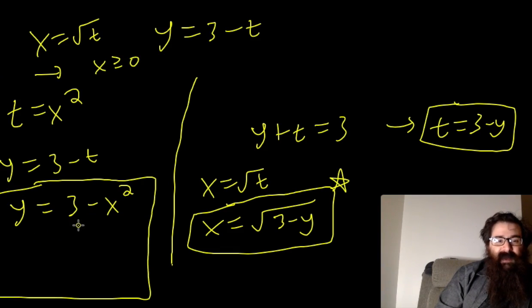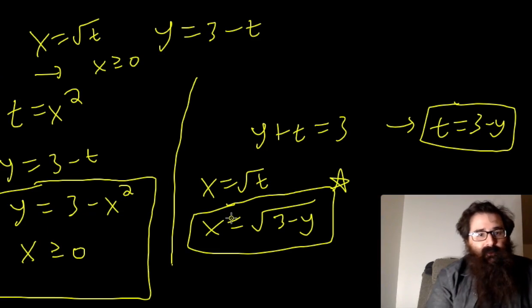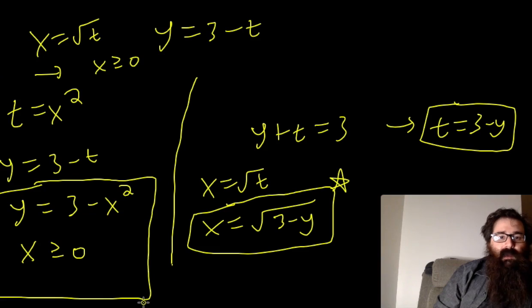So here I'd say, well, yes, y equals 3 minus x squared is reasonable. It's fine to say that. But there's more to this in that x has to be non-negative. x has to be greater than or equal to 0. So this is another way, perhaps a bit more of a familiar way, I could represent this.